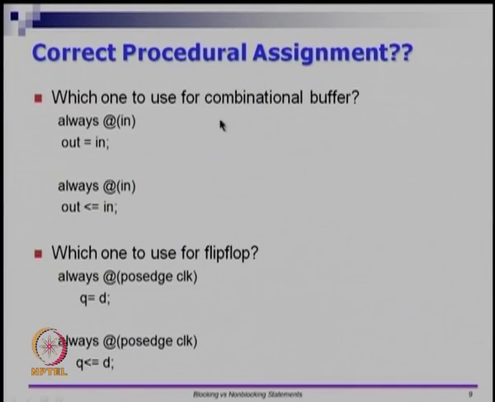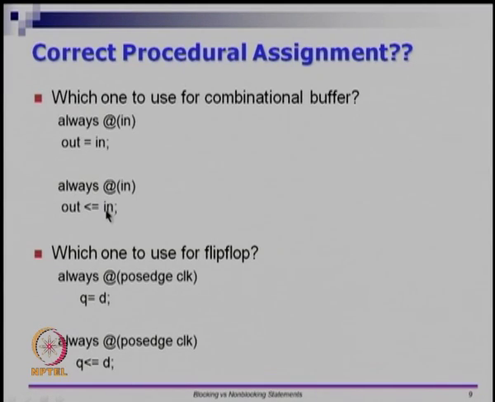So let us look at some of the implications. I am going to ask this question. The first bullet is supposed to be modeling a combinational buffer. A combinational buffer is one in which the output is supposed to follow the input immediately, and the second bullet is about a flip flop. So what is the correct way to model things? The first one is combinational.